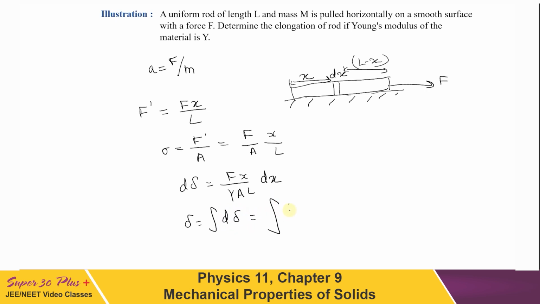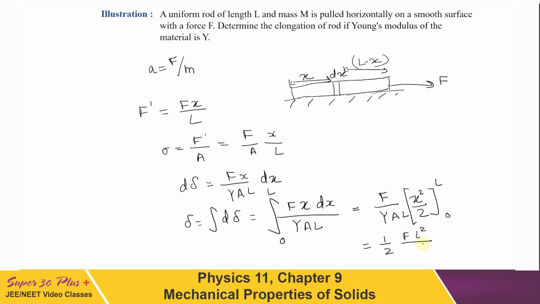So the total elongation produced will be delta, that is the integration of d delta. Now we have to integrate this value, which is Fx dx upon YAL. It has to be integrated within the limits for the whole rod, that will be from 0 to L. So it will give F upon YAL times x square by 2. On substituting the limits 0 to L, this will come out to be 1 by 2 F L square upon YAL. One of the L got cancelled and the final answer we got is 1 by 2 FL upon YA.